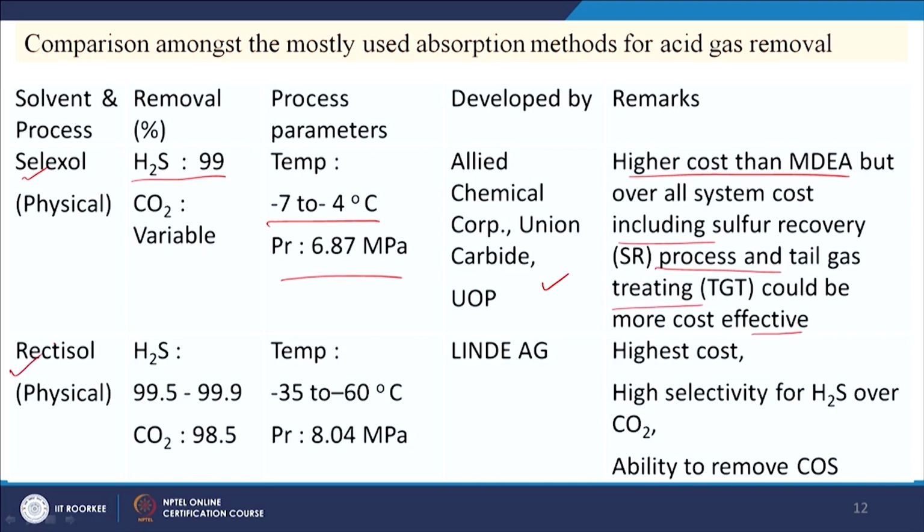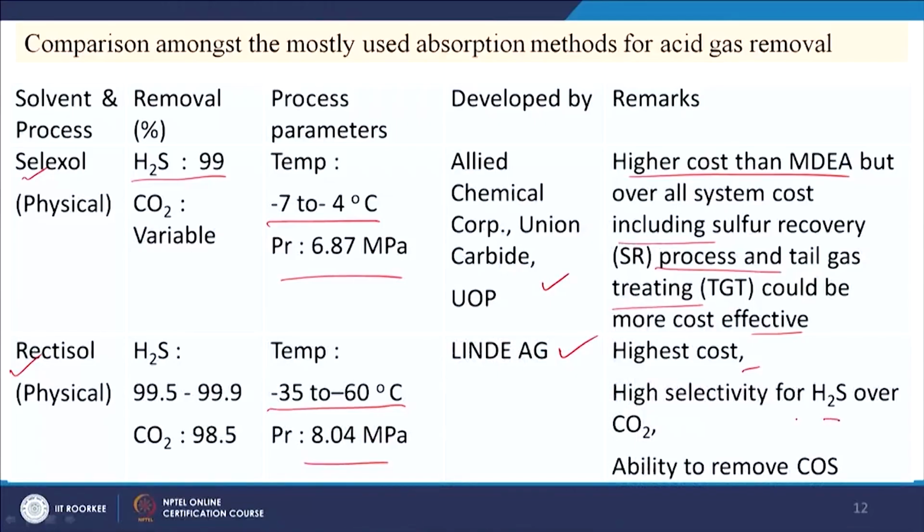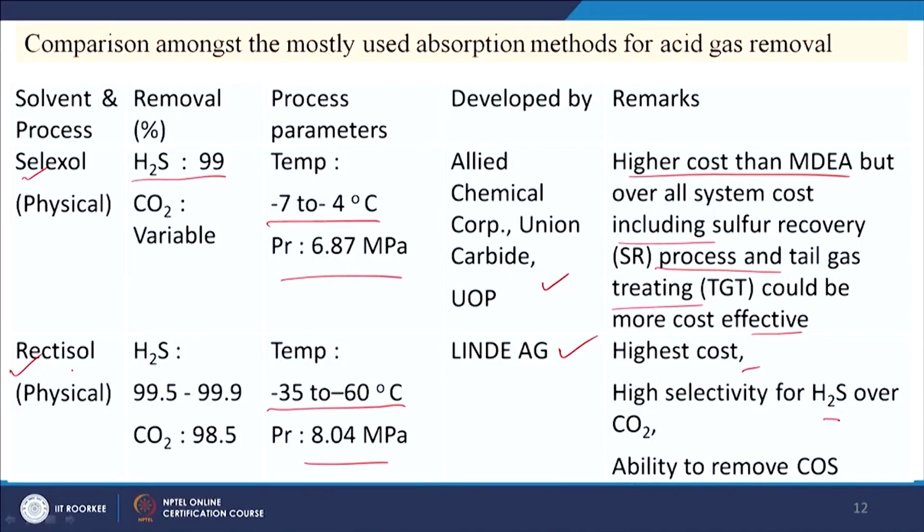Another is the Rectisol process. H2S is 99.5 to 99.9% and CO2 is 98.5%. So, temperature is -35 to -60 degrees centigrade and pressure is 8.04 megapascal. But this is developed by Linde AG and it is the most costly method, but has high selectivity to H2S over CO2 and the ability to remove COS. So, these are the characteristics of these different methods, and out of these methods Rectisol has been used widely.